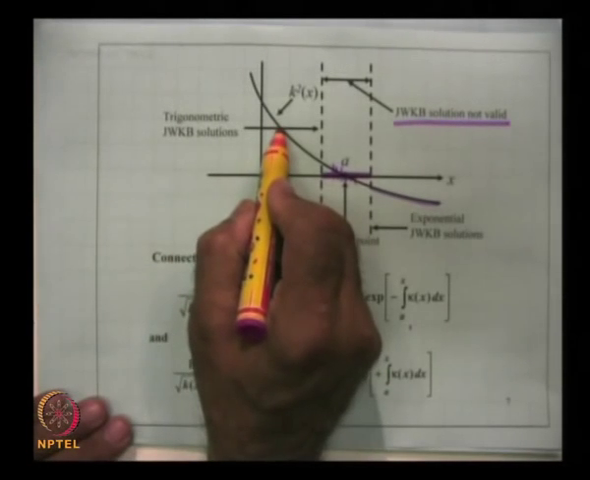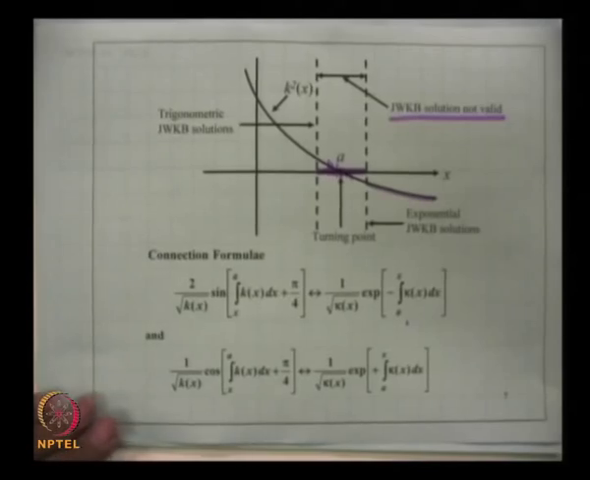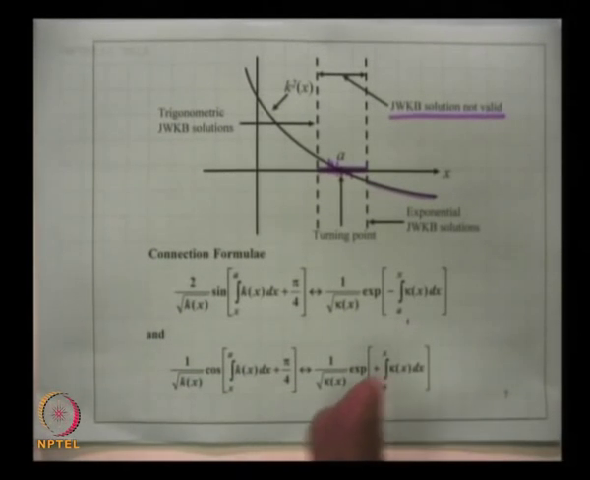In this region k square of x is positive, so you have exponential solutions, sinusoidal solutions. So, what are the connection formulae? What solution will go over to an exponentially decaying solution, and what solution on the left will go over to an exponentially amplifying solution? I am just giving you the answer without proof. Hopefully, I will give you the proof later.